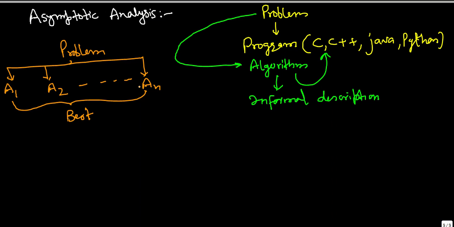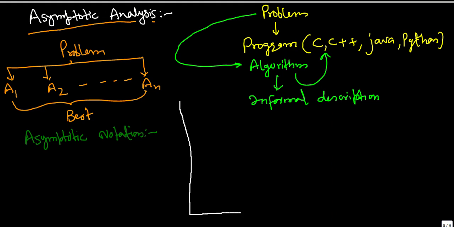If you want to compare two functions, you should have some notations to compare those functions. An asymptotic analysis, or we can say that asymptotic notation provides us that facility to compare the different functions or different running times. So how we are going to do that?